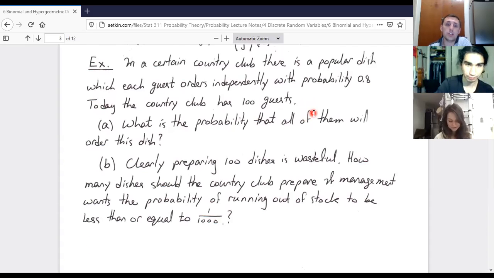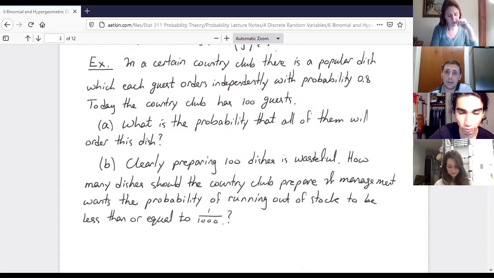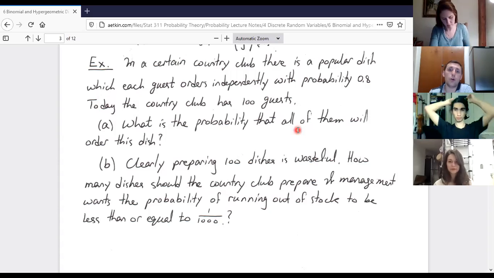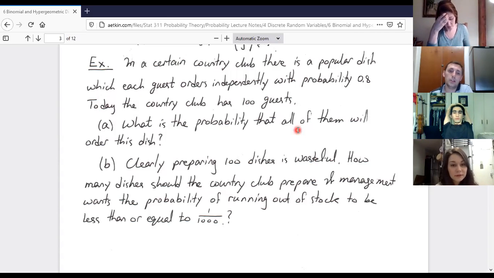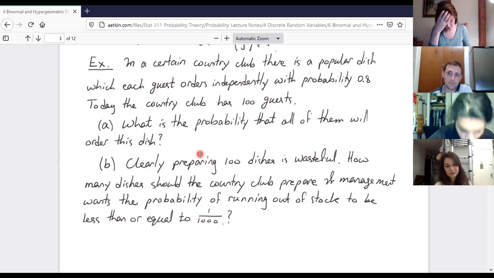How many dishes should the country club prepare if the management wants the probability of running out of stock to be less than or equal to 1/1000? You understand? So they don't want to prepare all the dishes. They just want to prepare some number of them. How many should be prepared if the likelihood of running low or running out of stock is 1 over 1,000 or less?